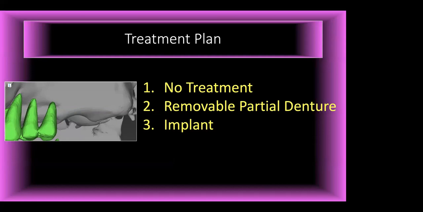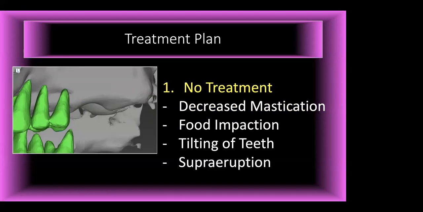So what are our treatment plans? Number 1, no treatment. 2 is a partial denture. 3 is an implant. What are the disadvantages? No treatment: again, decreased mastication, food impaction, tilting of the teeth, super eruption, same old things. But again, almost every state in this country, in the dental statutes, state that you have to give the patient every viable option. And certainly no treatment is an option, but make that an advantage. Explain to the patient that if you don't do anything, these are the things that can happen.